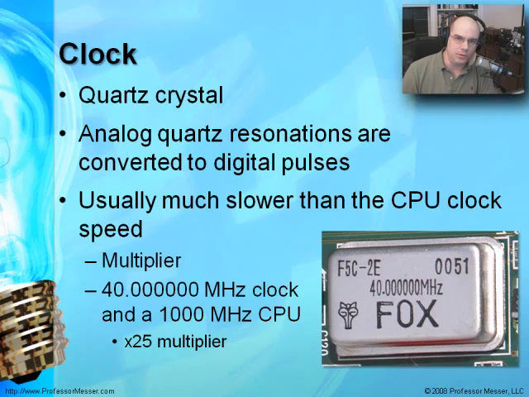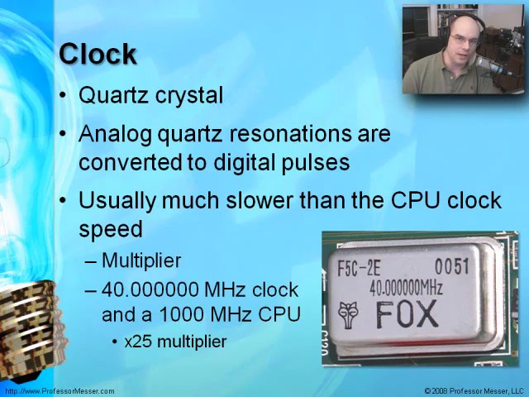That's because the CPU is using something called a multiplier. And for our particular clock that's on this motherboard that runs at 40 megahertz, if I have a 1 gigahertz CPU, which is really 1,000 megahertz, then we know that the multiplier inside the CPU is really 25 times faster than this other quartz crystal that's on the system.